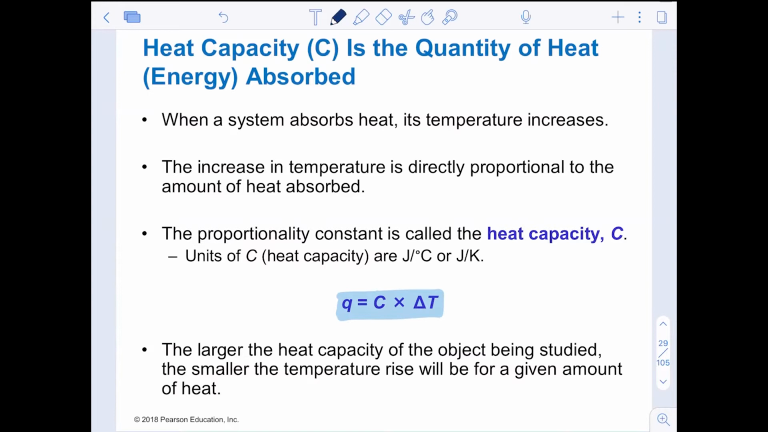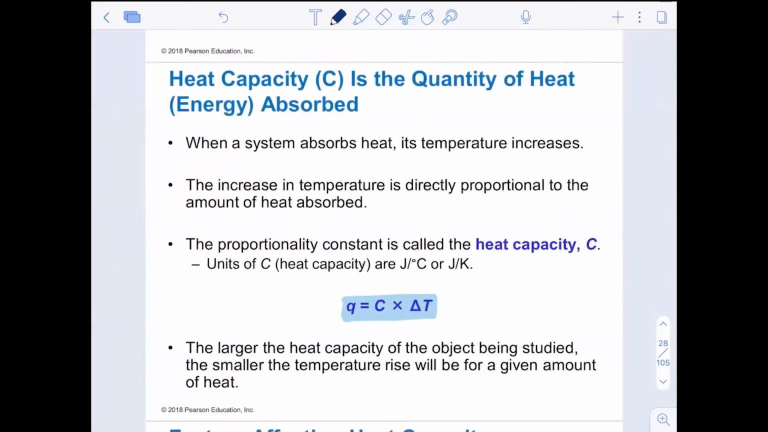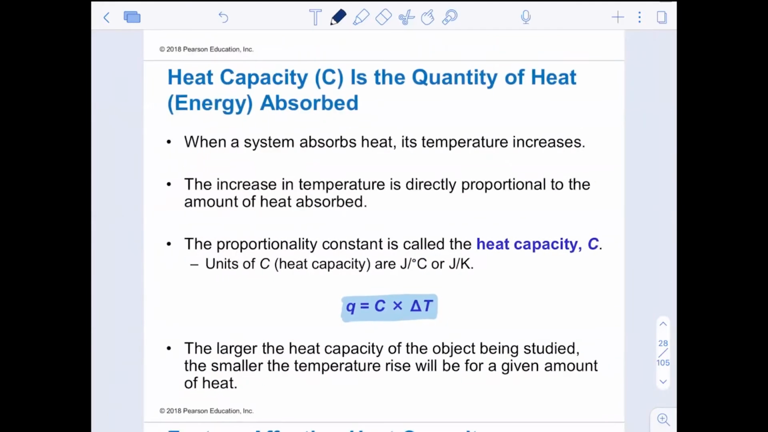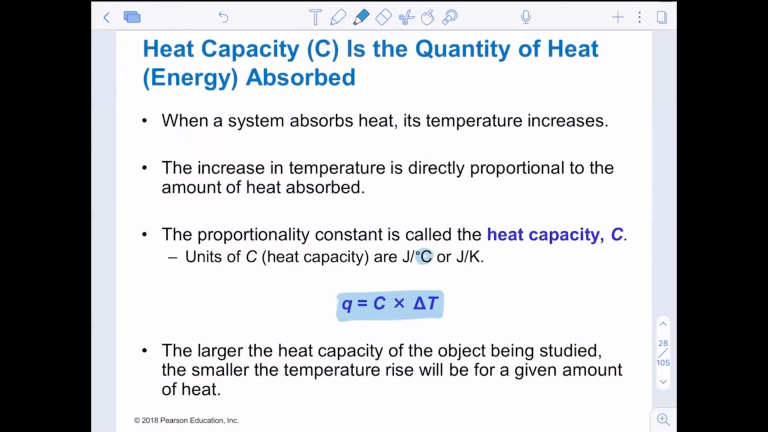Units of C are usually joules per degree Celsius or joules per Kelvin. So be aware that either temperature Kelvin or degree Celsius can be used. Again, we'll most likely be sticking with degrees Celsius. The larger the heat capacity of the object, the smaller the temperature will rise, because look at the units here. The units are per degree Celsius. So as the heat capacity increases, that denominator should be getting smaller and smaller and smaller.